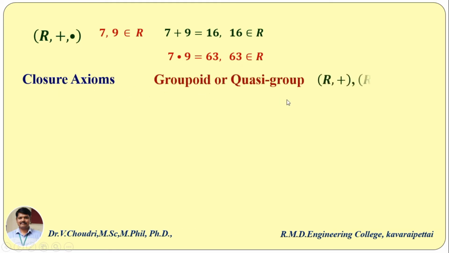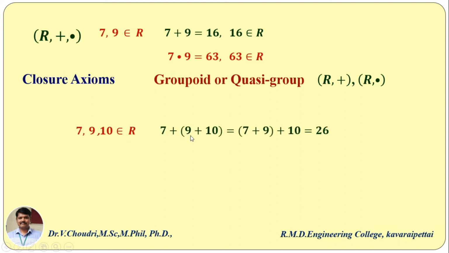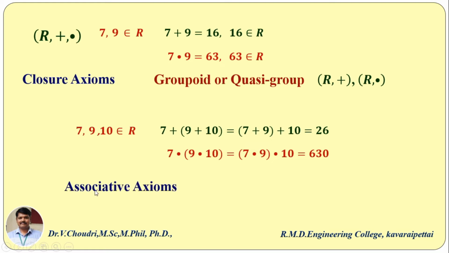That is, R, plus is a groupoid or quasi group, or R is a quasi group under dot. Next, I am taking three elements from the set. I add the second and third first, then add with the first; then I add the first and second, then add with the third. Like that, I multiply the second and third, then multiply with the first, then multiply the first and second, then multiply with the third. If any three elements satisfy this condition, it is called the associative axiom.